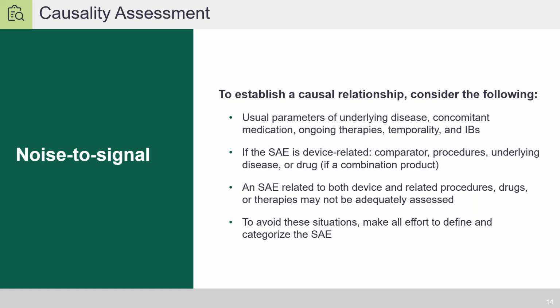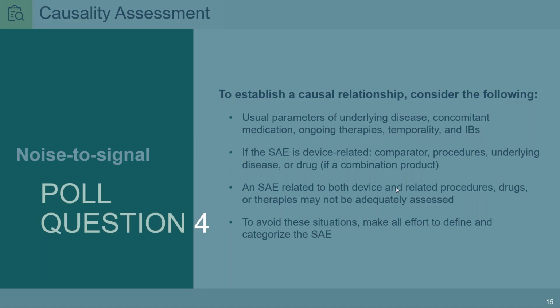And to establish a causal relationship, we have to find certain criteria. We have to know the underlying disease, the concomitant medication, whether it's related to the device, whether it is related to the procedure, whether it is related to the surgery the patient is undergoing. To avoid these situations and establish a correct relationship, all efforts should be made to define it correctly. So from this, we'll be moving forward to the next polling question.